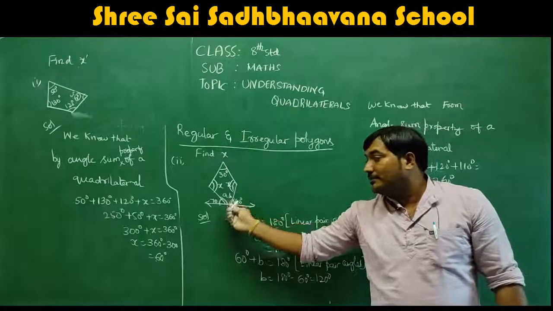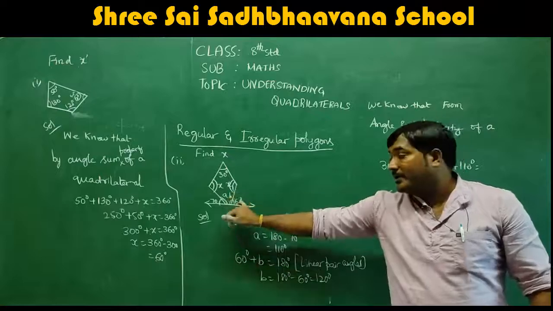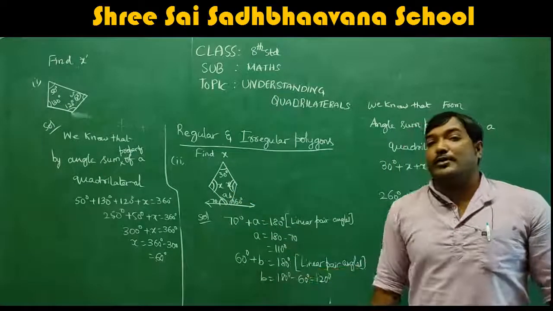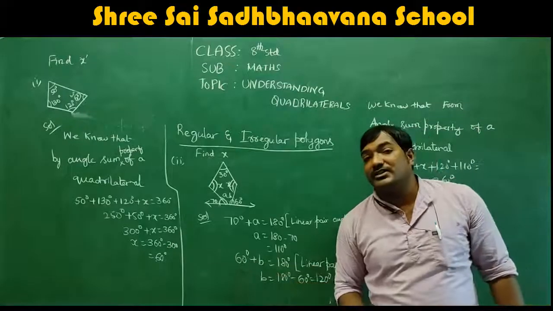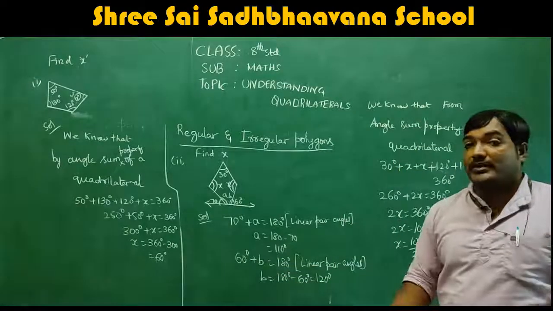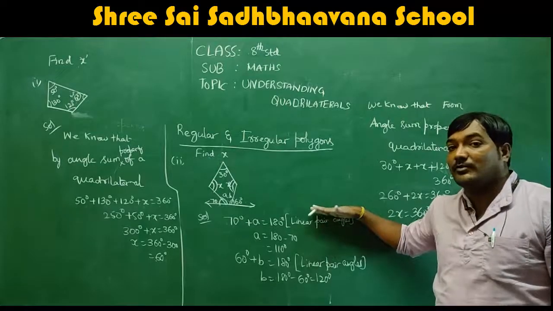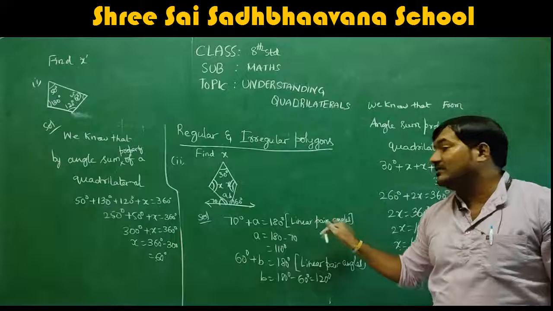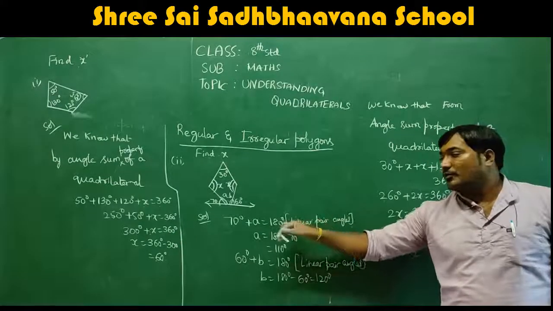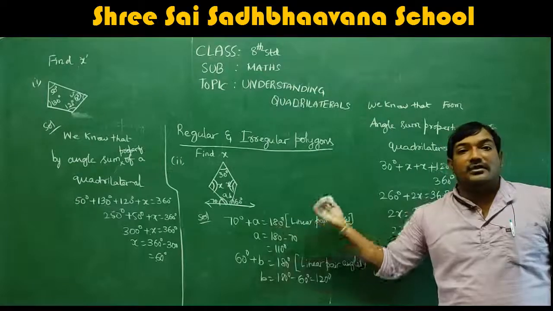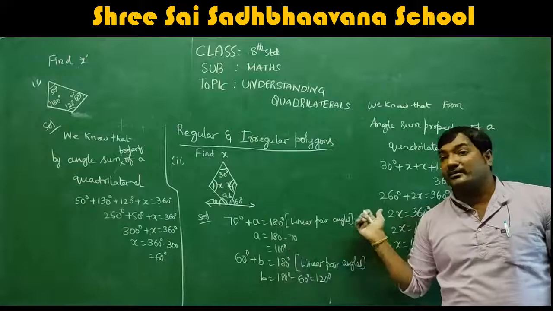Similarly, B plus 60. This is also considered as one more linear pair. So 60 plus B is equal to 180 degrees. So B is equal to 180 minus 60, which is 120. Remember, you have to write this reason. If you skip the reason, you will not get any marks for this. Because if you don't write any reason here, there is no point in giving marks. So definitely you have to write the reason.